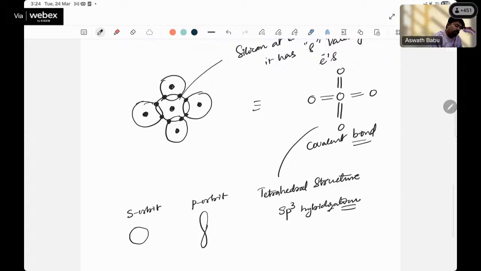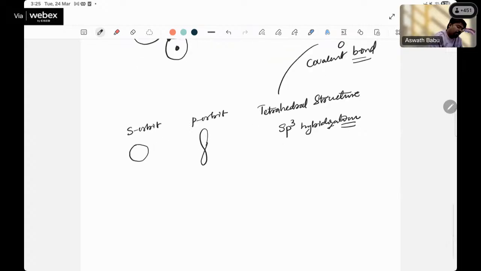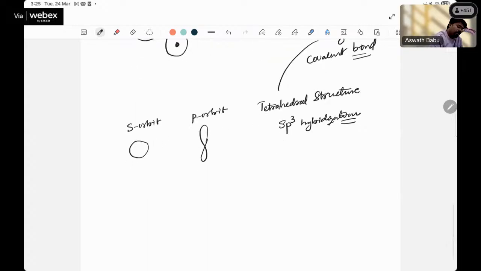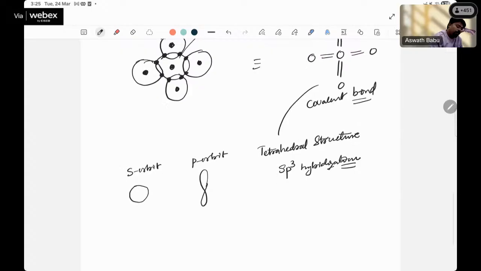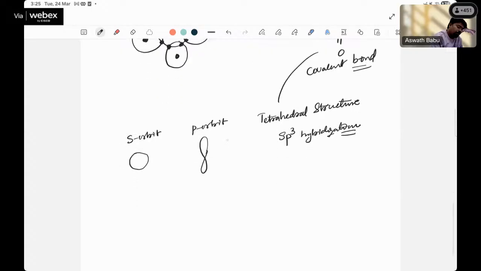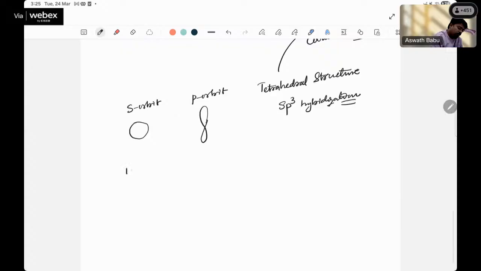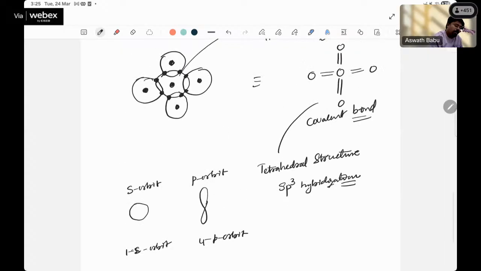So this one involves what? One s orbit, four p orbits. So one s orbit, four p orbits are involved in this. Like p orbits means four surrounding silicons.